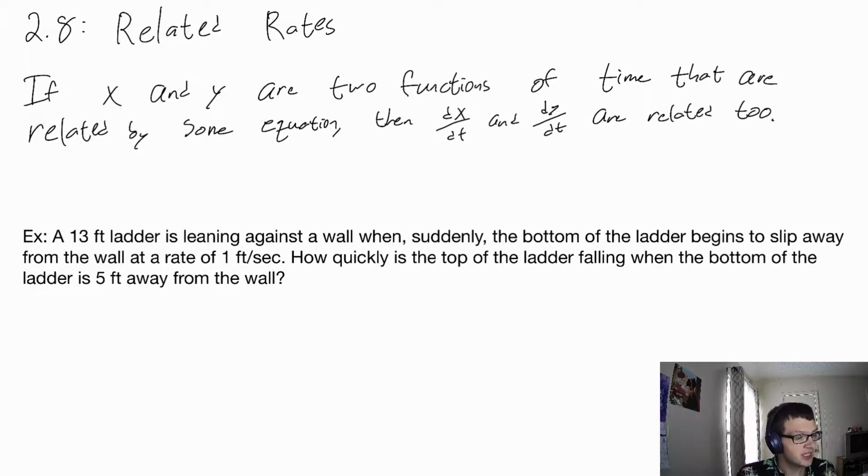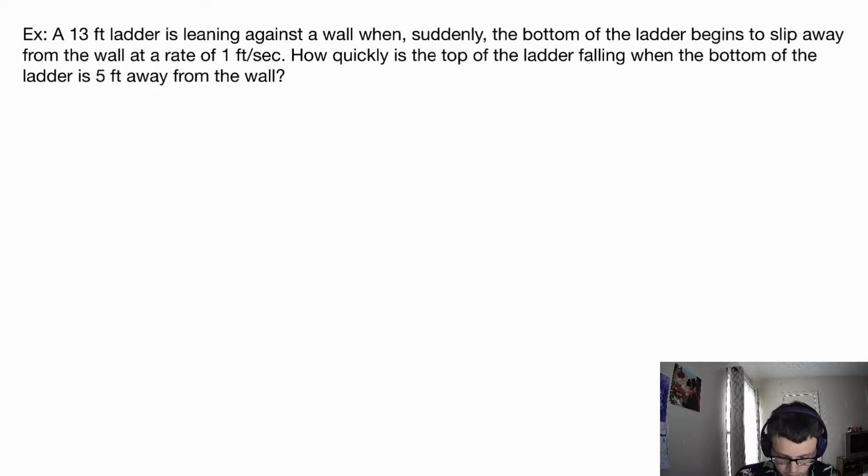Just as a refresher, the example says a 13-foot ladder is leaning against a wall when suddenly the bottom of the ladder slips away from the wall, begins to slide down the wall. The bottom is moving away from the wall at a rate of 1 foot per second. How quickly is the top of the ladder falling when the bottom of the ladder is 5 feet away from the wall? So let's draw a picture here.